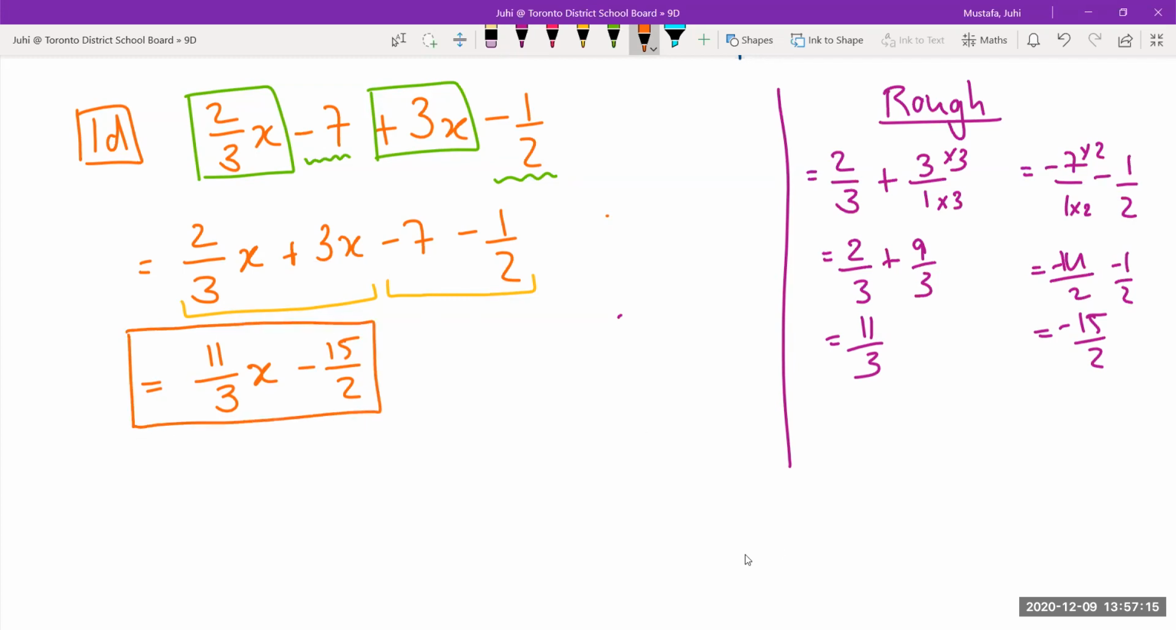So I saw a couple of you guys had this correct answer, 11 over 3x minus 15 over 2. You got that, Evan? Good job. That would be our final answer. Does anyone have any questions or is confused as to how I'm getting the numbers, or want to review fractions or anything like that? Yeah, I have a question.